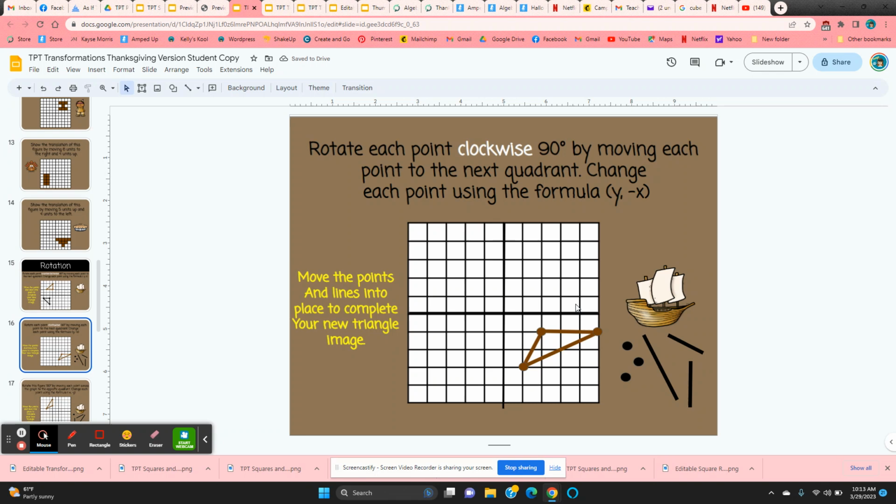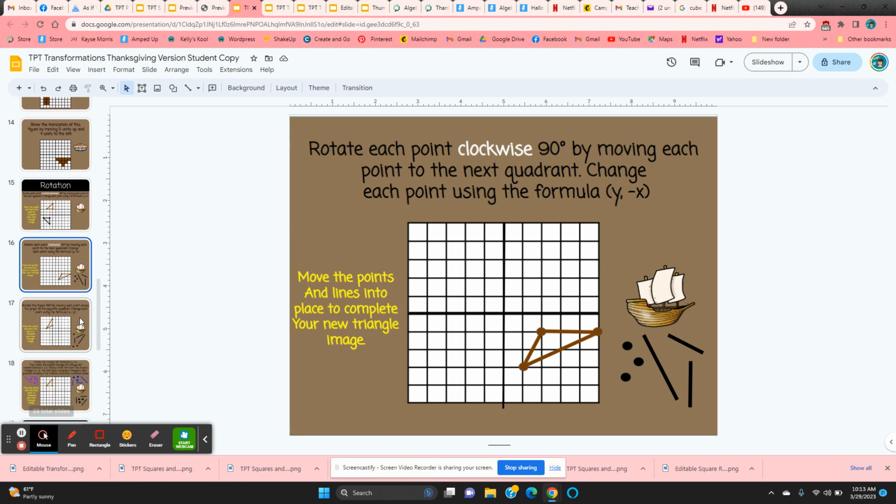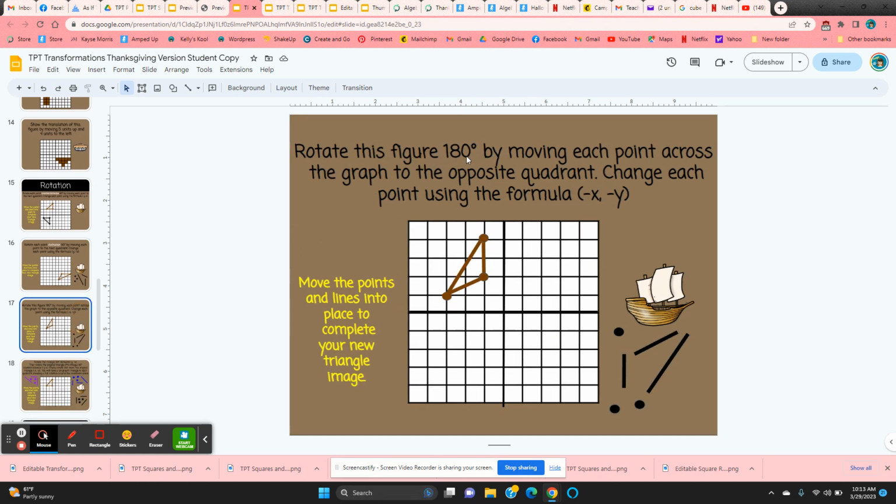Now the next figure, you're going to be moving this figure clockwise 90 degrees, which would again put it in quadrant 3. They're going to take each of the points using the formula (y, -x). It will move them clockwise 90 degrees. And then they're going to move 180 degrees, which would place this figure over in quadrant 4. And they're going to take each one of the points, use the formula (-x, -y) to find the new points.